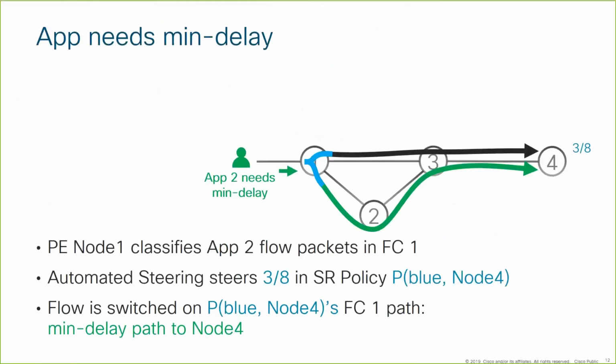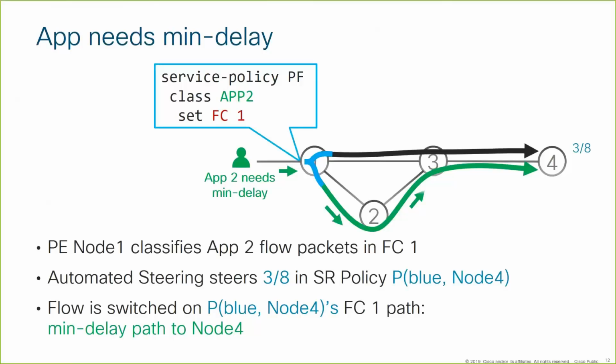Then consider another application that requires low delay path. The ingress PE classifies its traffic and now sets the forward class to value 1. As a result, the traffic of such application, again towards 3/8, will be steered now onto the min delay path to node 4.